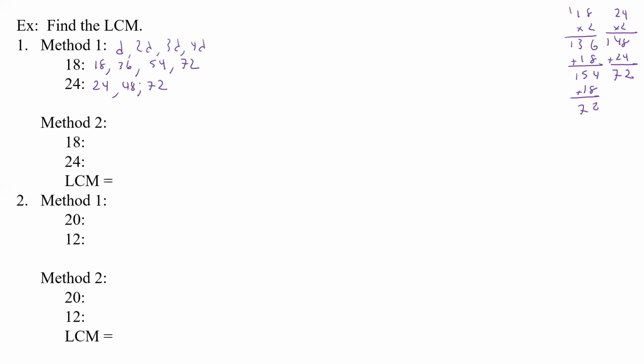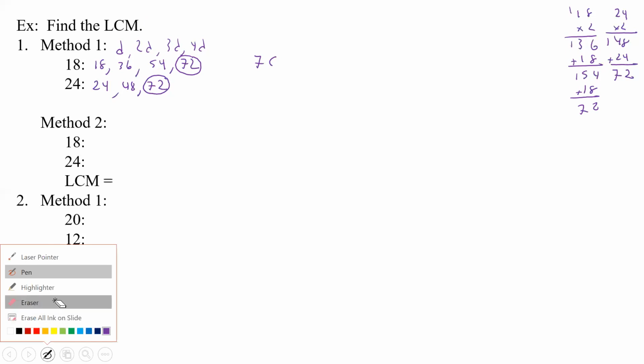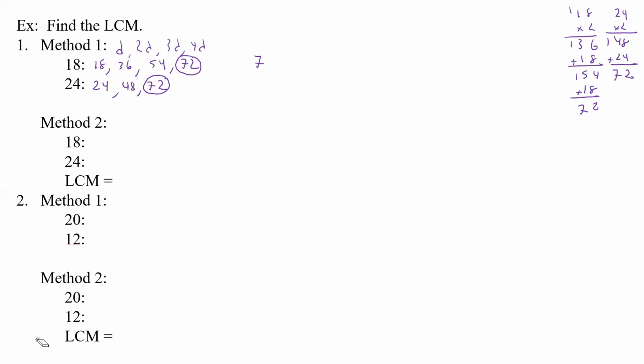And guess what? We are done. We don't have to do any more because it's 72 and 72. There was nothing anywhere earlier that matched, but once we hit 72, it matched. So we're done at that point, and our LCM here is 72.